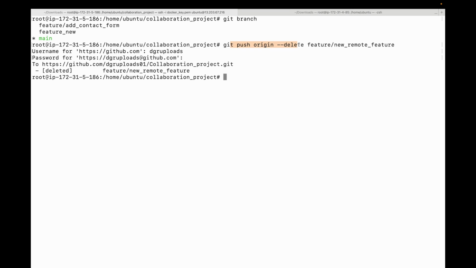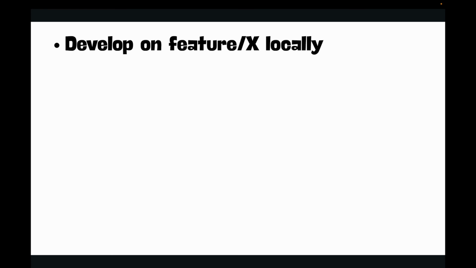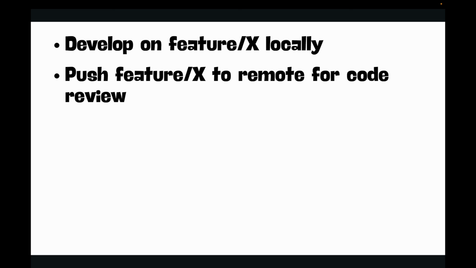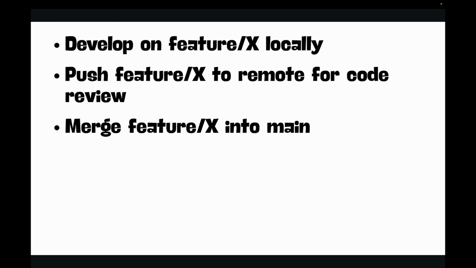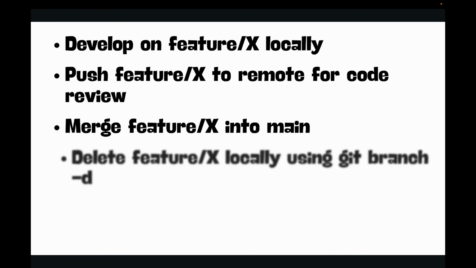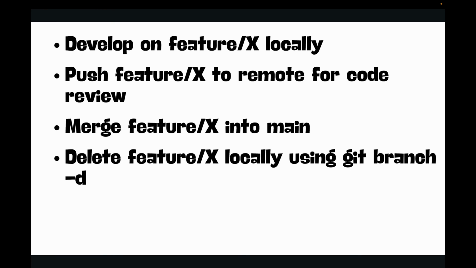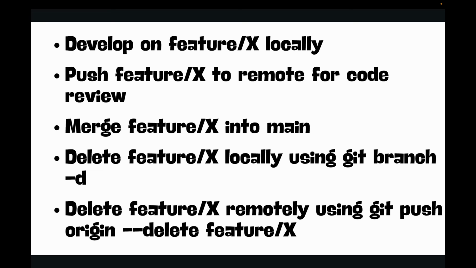Very clean. Now, a common workflow is you develop on your feature locally, push the feature to remote for code review by creating a pull request, merge your feature into the main branch often via a pull request, delete the feature locally using the git branch -d command, and then delete the feature remotely using the git push origin --delete command. Now, this keeps your remote clean and synchronized with your merged work.